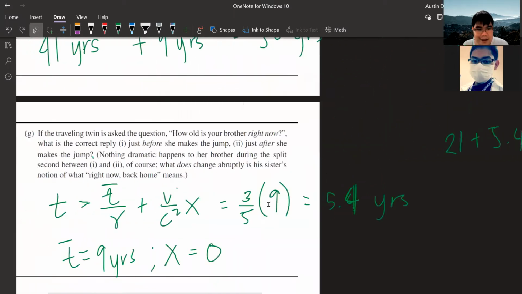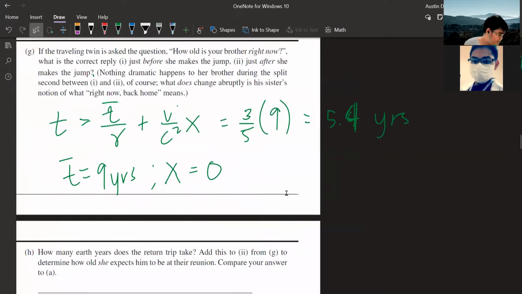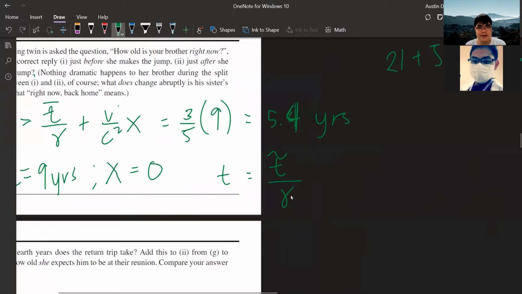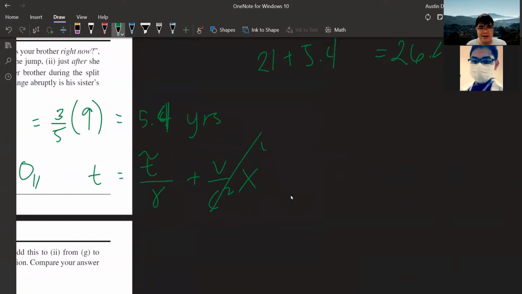Okay? Okay, and now what happens between after the jump? Pag talon niyang ganun, what happens? Okay. So, gagamitin naman natin is T equals gamma times (T tilde plus V over C squared times X). At si X 0 pa rin kasi pinapansin mo pa rin si kuya, kasi nandun pa rin sa Earth yan. Then, T tilde is something drastic, 41 years old. 41 years, di ba? Tapos gamma, which is 5/3.